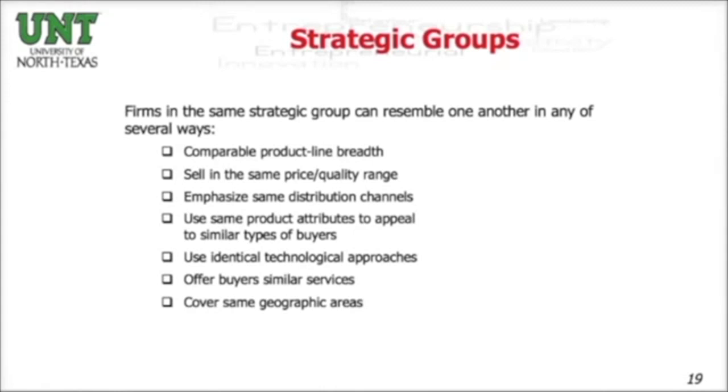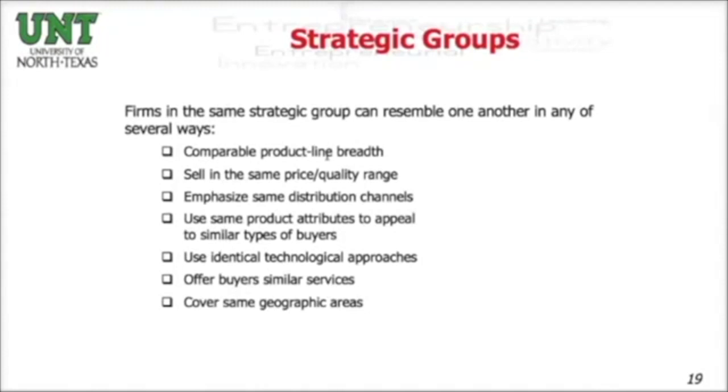Right, so companies that are in the same strategic group oftentimes are going to look like each other. They're going to resemble each other in a lot of different ways, such as having similar product breadth. So one doesn't have a completely different line of products that another one doesn't have. They have very similar price and quality ranges. Of course, there'll be nuances and little tiny differences, but for the most part, they have very similar price and qualities. They have very similar distribution channels.